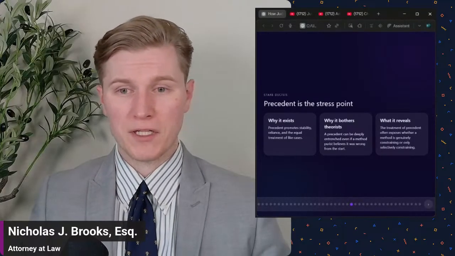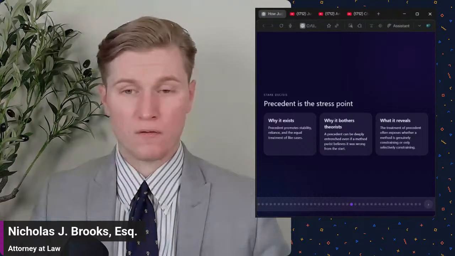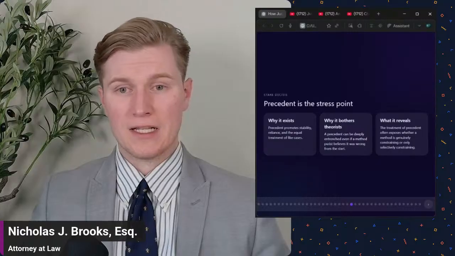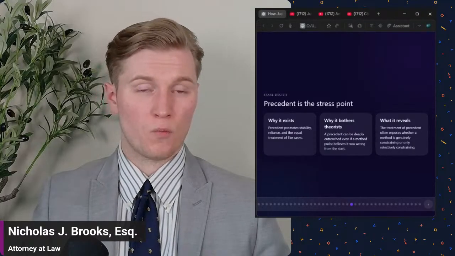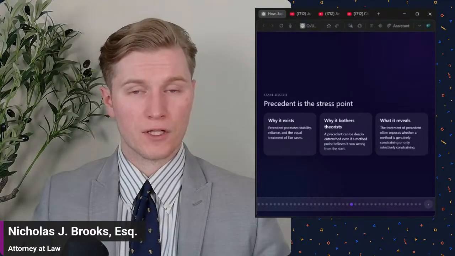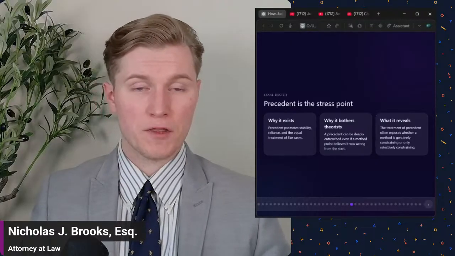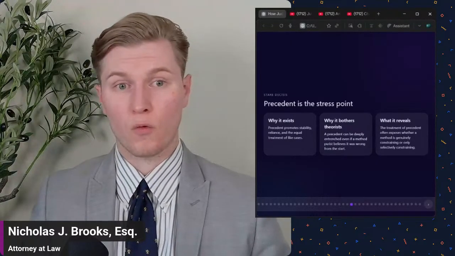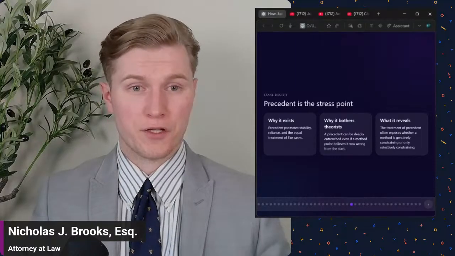A precedent can be deeply entrenched even if a method purist believes it was wrong from the start. And so one of the issues with precedent is essentially the belief that cases in the past were decided wrongfully. And so you see the inherent conflict where there's the value of stare decisis, but there's also the value of overturning cases that were, quote, wrong from the start. And you can see the inherent conflict meeting each other, right?